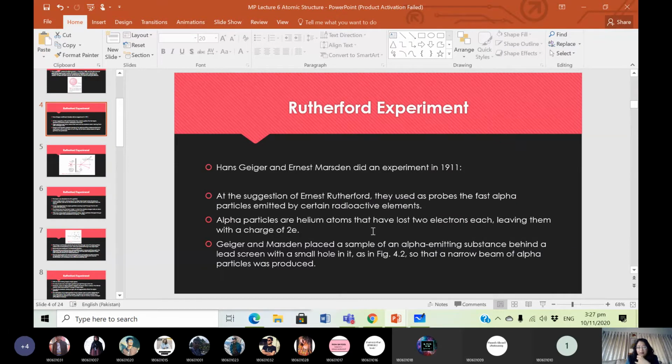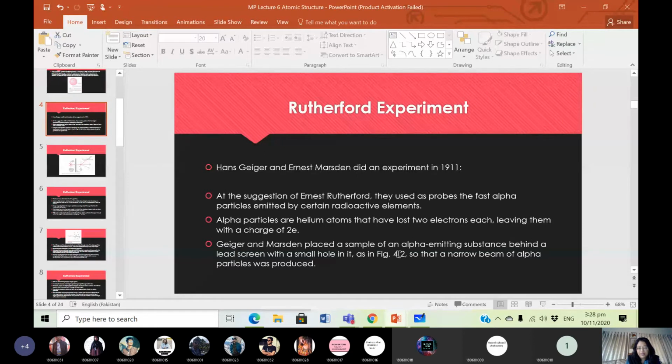And then, what are alpha particles? Basically, they're helium atoms that have lost 2 electrons, leaving them with a charge of positive 2e, right? Alpha particles क्या होते हैं? Helium atoms that have lost 2 electrons, right? 2 helium होता है ना, जिसमें 4 totally, like there are 2 protons, 2 neutrons, and 2 electrons, right? So alpha particles are helium atoms that have lost 2 electrons, ठीक है?